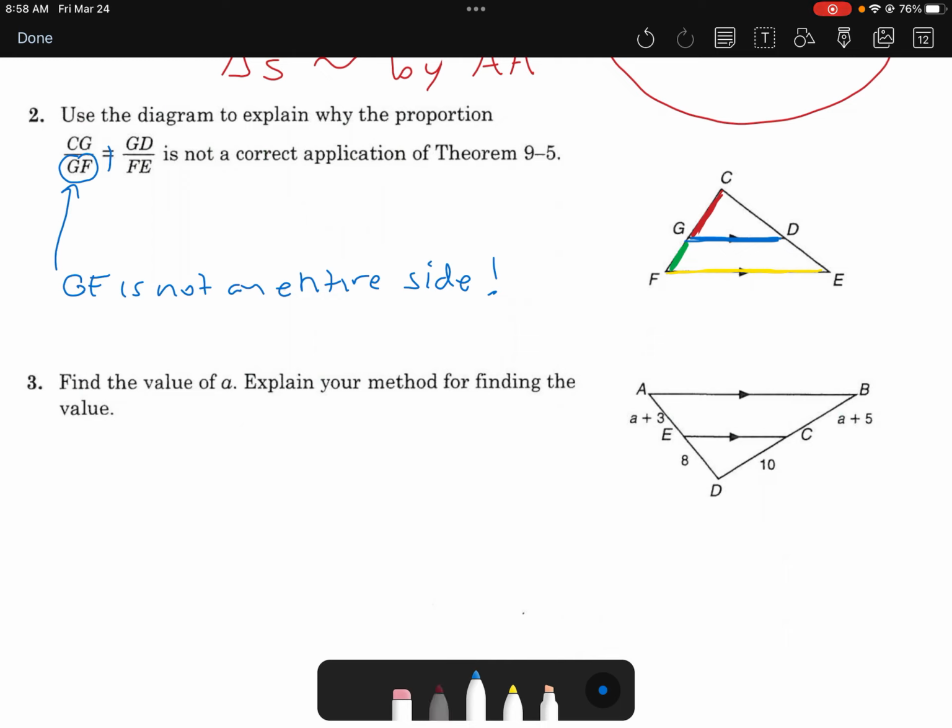If you were to correct this and make it work, you can keep everything you want except segment GF. And you can make one little change. And instead of comparing it to a small piece that's not a segment, compare it with the entire side, segment CF. That would be like this guy here.